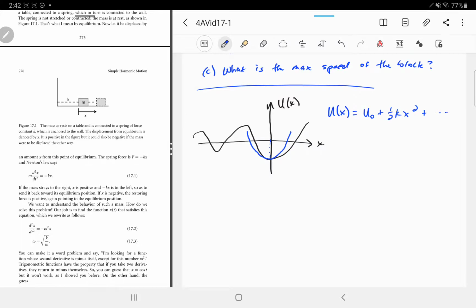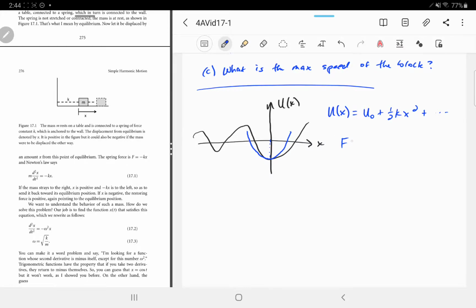One explanation for why that 1/2 is there is that in the Taylor expansion, it's 1 over 2 factorial times the second derivative times x squared. So k is like the second derivative of our potential energy function. But there's an even better explanation, and that has to do with looking at the force associated with this potential energy function.